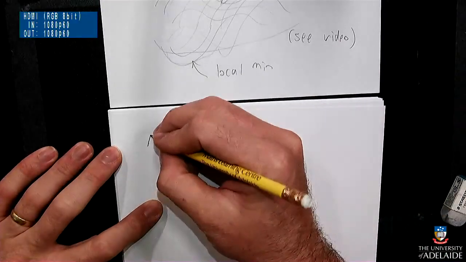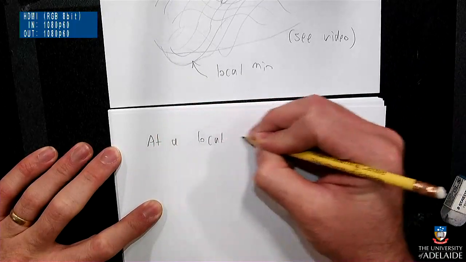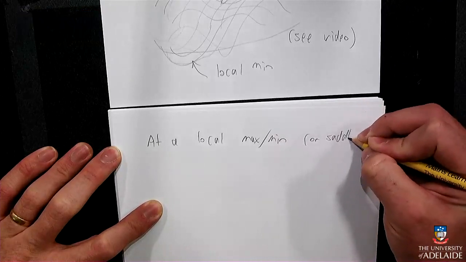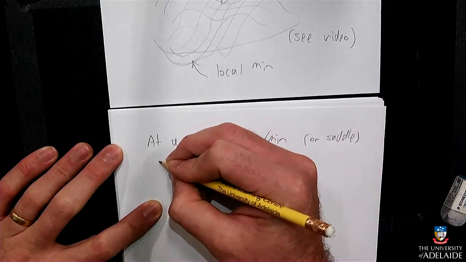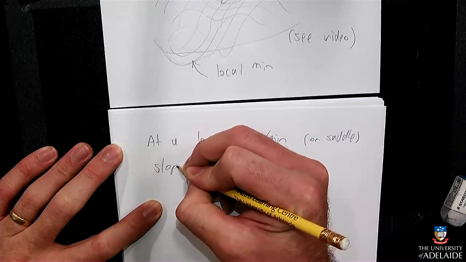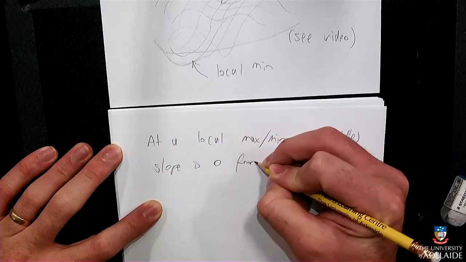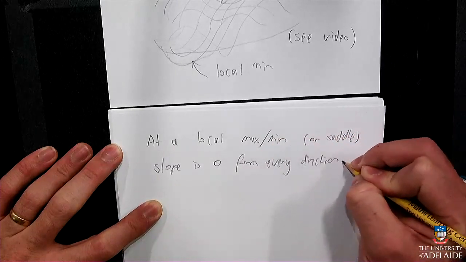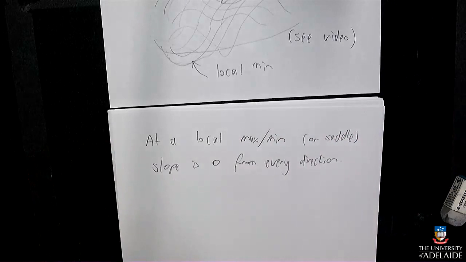So at a local maximum, minimum, or a saddle point, the slope is 0 from every direction. Of course, if it comes to a sharp point, then there's no slope there at all, so that would be a place where the derivative isn't defined, but we haven't really talked about that in multivariable calculus, but it is technically possible. So at a local maximum, minimum, or a saddle point, the slope is 0 from every direction.